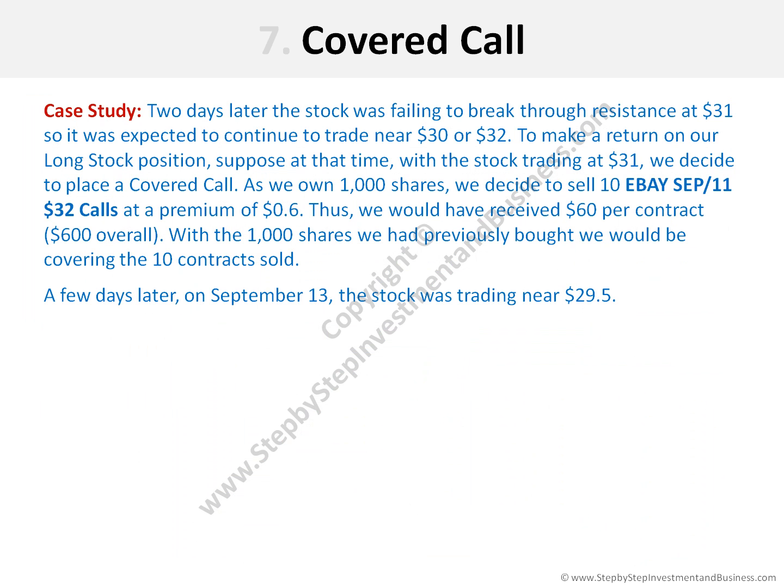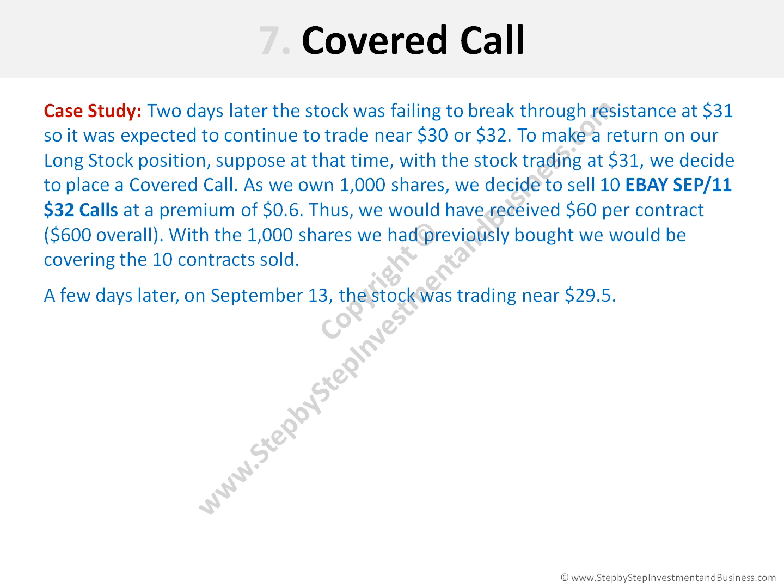To make a return on our long stock position, suppose at that time, with the stock trading at $31, we decide to place a covered call. As we own 1,000 shares, we decide to sell 10 calls with a strike price of $32 and expiration in September 2011 at a premium of 60 cents. Thus, we would have received $60 per contract, that is, $600 overall. With the 1,000 shares we had previously bought, we would be covering the 10 contracts sold. Notice that the calls are out of the money because their strike price is higher than the current stock price.